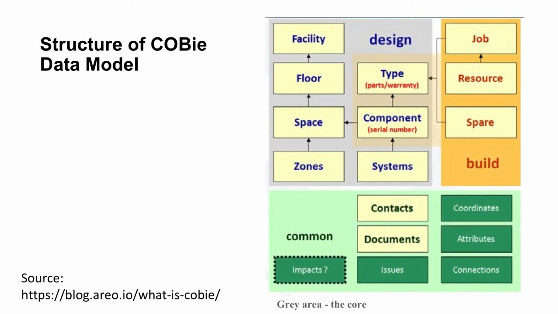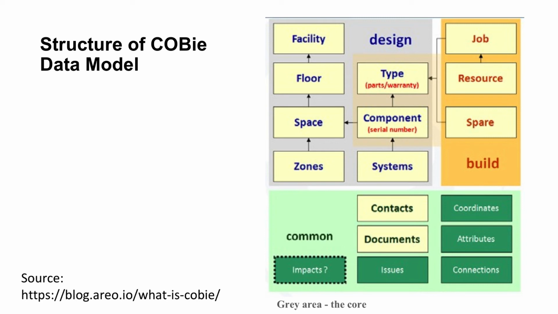COBie is mainly concerned with the structure and format of the data for fulfilling information exchange requirements during the planning, design, construction, and handover stages. It serves as a good starting point for the owner to define clearly at the early stage of a construction project what assets data and classification systems are needed for later facility management.